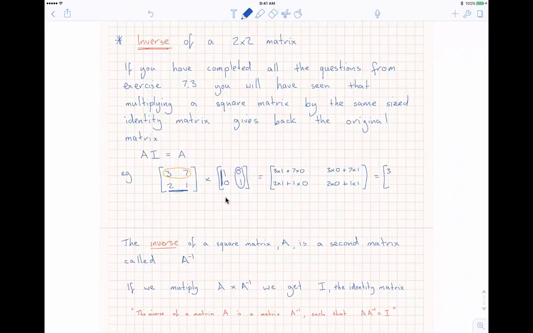And when we evaluate that, 3 times 1 is 3, plus 0 times 7 is just 3. 3 times 0 is 0, plus 7 times 1, which is 7. 2 times 1 is 2. 2 times 0 plus 1 times 1 is 1. And we just get back that exact same matrix. Same.